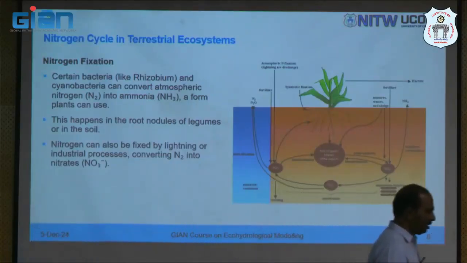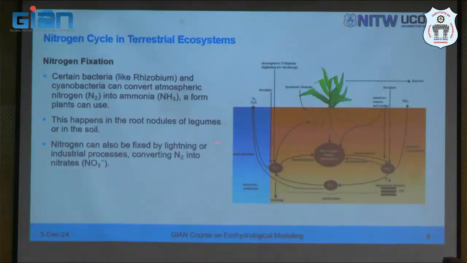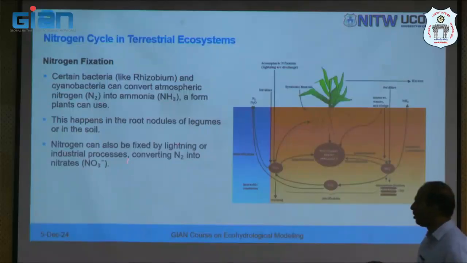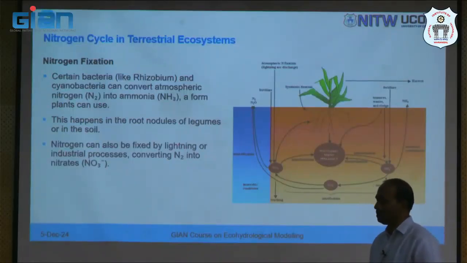Similarly, this rhizobium bacteria, nitrogen fixing, fixes nitrogen in the soil, and this happens in the root nodules of legumes or in the soil, right? Wherever the root nodules are there, it will have fixation. In addition to that, nitrogen is also fixed by lightning or industrial processes, converting nitrogen into nitrates. Due to a lightning strike or some industrial processes, it can directly convert nitrogen to nitrates.